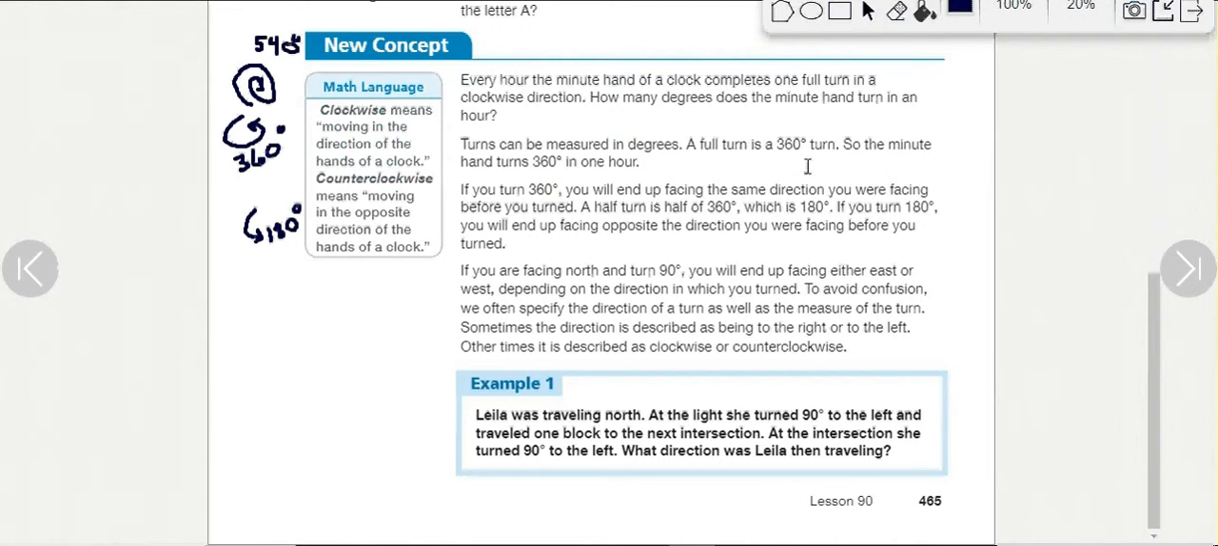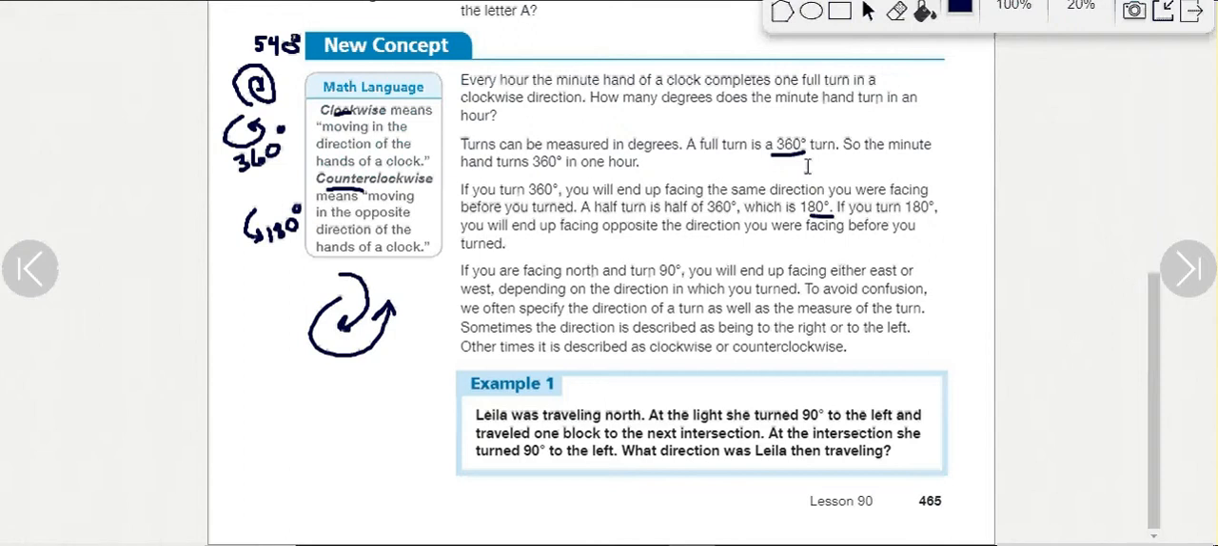Snowboarding, same thing, right? You can use the clock to help you with turning. Clockwise, if you think about it, is the way the clock moves, goes like that, versus counterclockwise, which goes against clockwise. A full turn is 360, half is 180. If you turn 180, you end up facing the opposite direction you had.